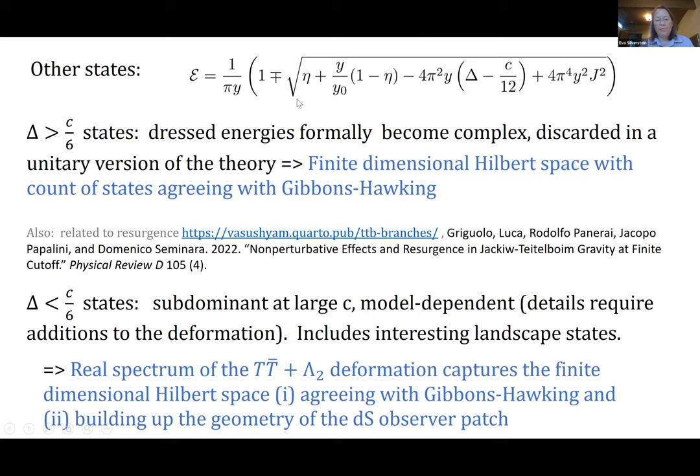Now, what's going on with the count of states? So we talked about their energy values and how that relates to the geometry. The count of states... I'm still trying to move the zoom stuff around, it's in the middle, sorry.